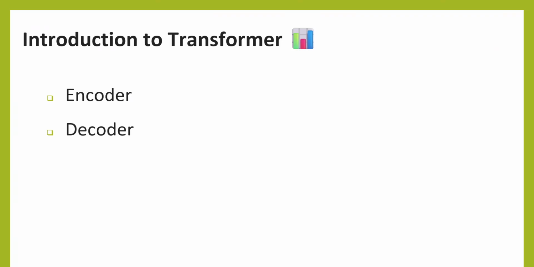Now, this transformer architecture consists of an encoder, which takes in a sequence of tokens such as words or characters and outputs a sequence of vectors. The decoder takes the output vectors from the encoder and generates a sequence of tokens.